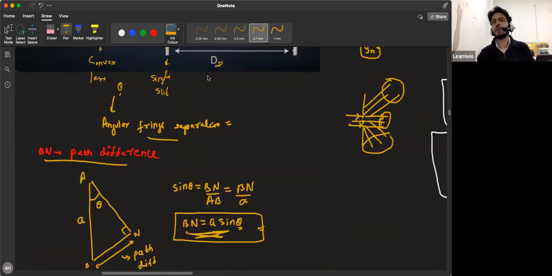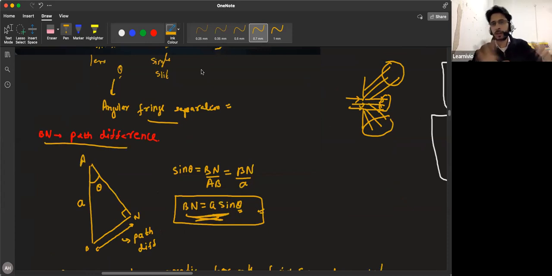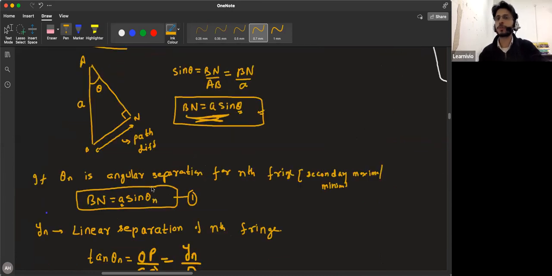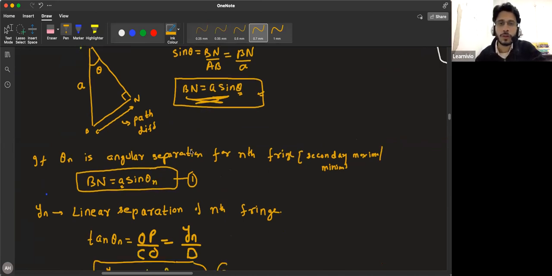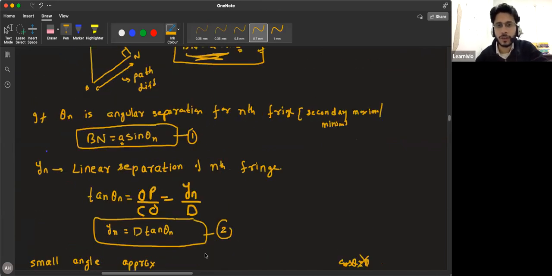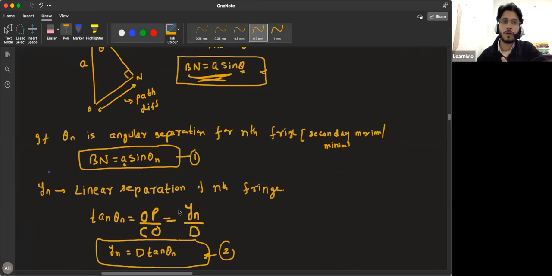I didn't write n here just to not make this diagram very complicated. Already there are many terms in the diagram, so just to keep it simple, I don't write n in the subscript, but then I introduce n in the subscript. n means for a particular fringe. If it is the second fringe, then you will write 2 here. So I'm not multiplying this with n. This n is in the subscript only. So this is tan theta, which is yn by d. So you can write that yn is d tan theta. So these are important relations here.